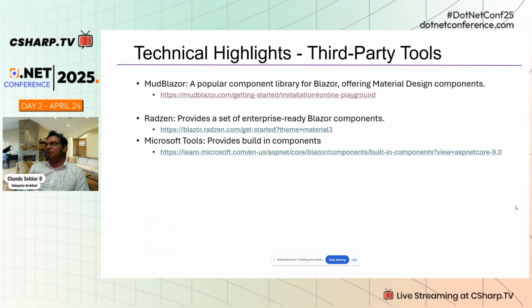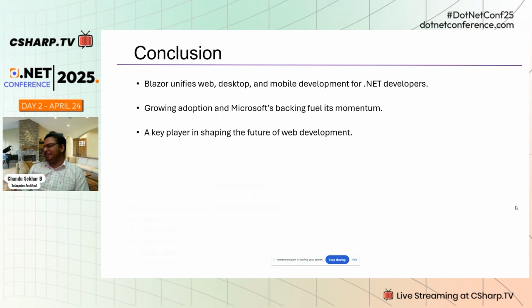In conclusion, Blazor unifies web, desktop, and mobile development for .NET developers. It is mainly for .NET developers. It simplifies the .NET developer's life when developing web applications, and the growing adoption and Microsoft backing fuel its momentum. It is a key player in shaping the future of web development.